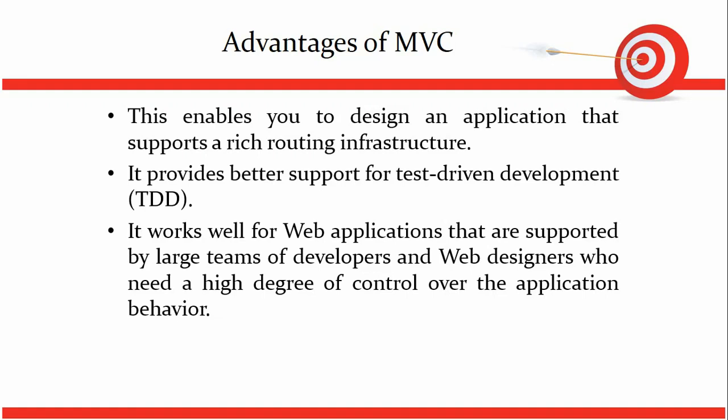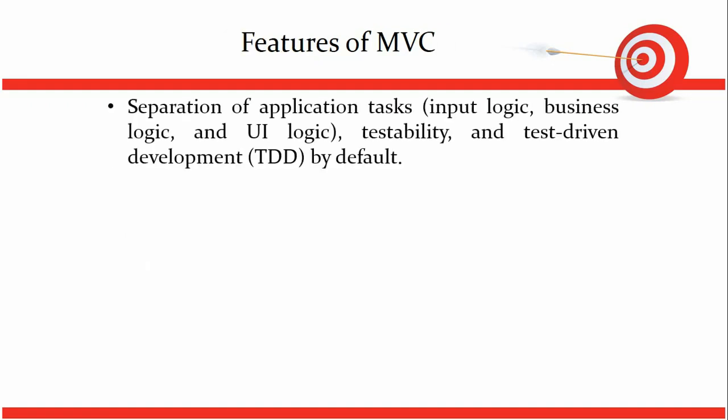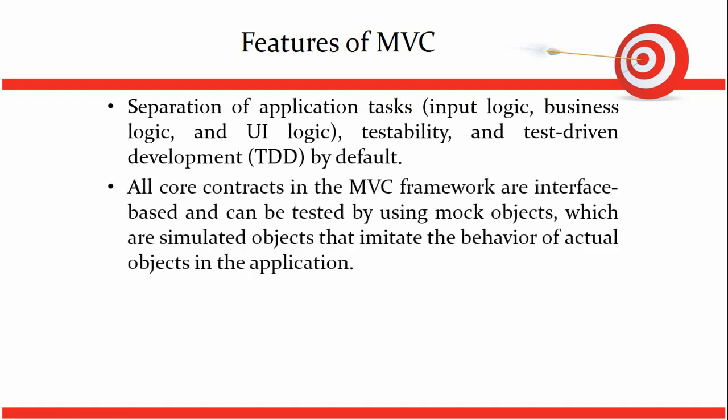So it works well for web applications that are supported by a large team of developers, not just you and your friend. Two people means you don't require MVC there. All right, you can just use web forms because it's a simple application. But when it is a complicated application, when a team of people are working on the same project, it gives you a higher degree of control. Okay, separation of tasks, that's the major point we are repeating again. Separation of application tasks like input, business and UI, testability, test driven development, all these things become very important.